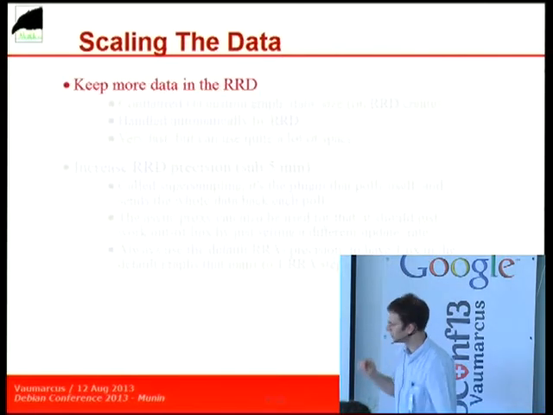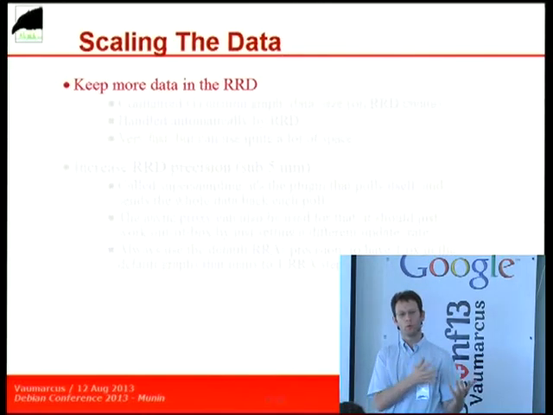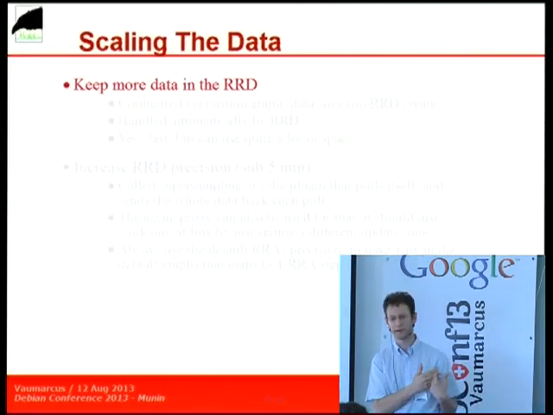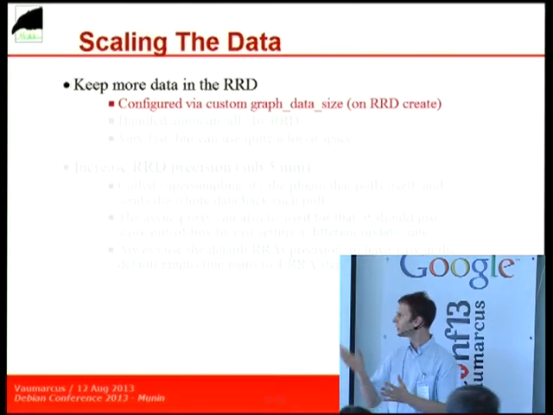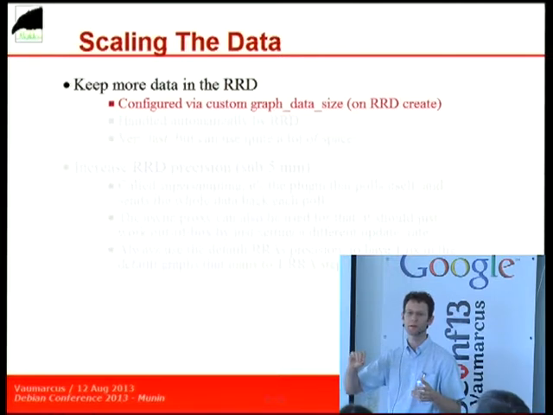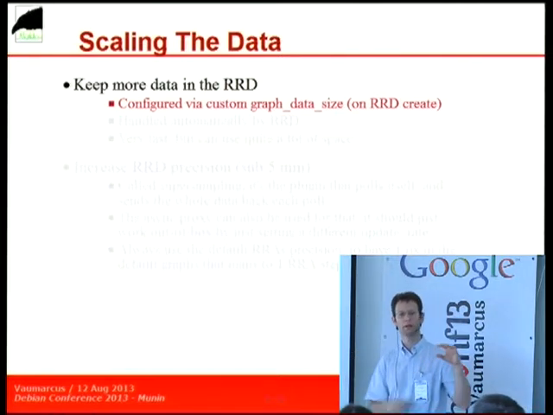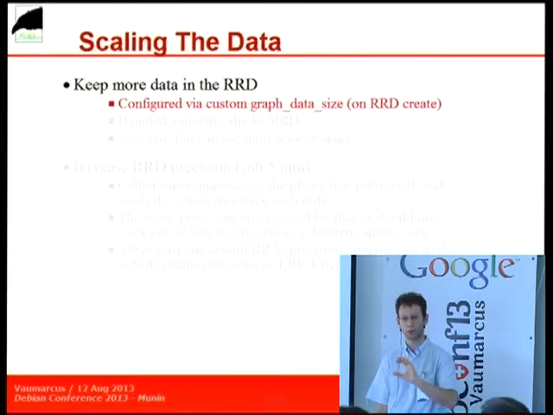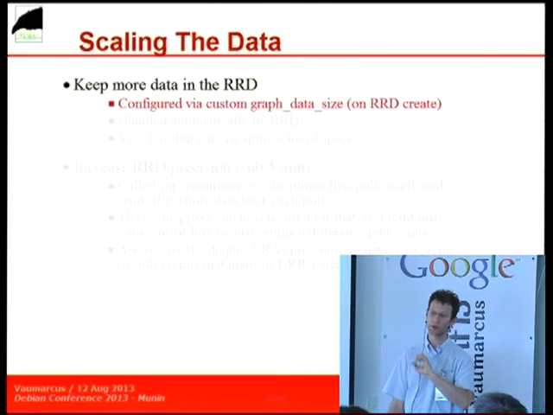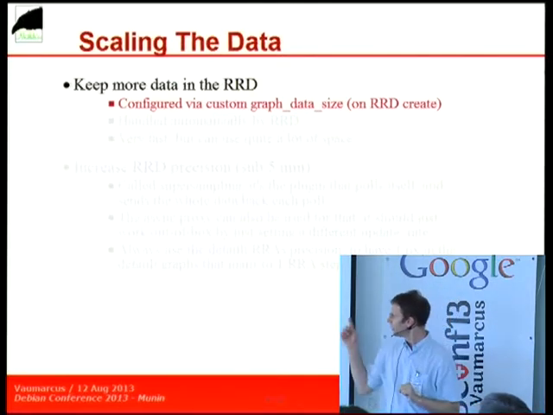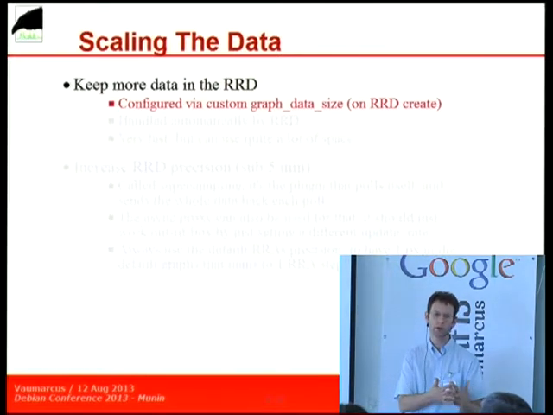Okay, so now we're scaling the data. As I said before, zooming brought the need of having precise data very far away in time. To keep more data in RRD is very, very easy. In 2.0, you have a new option, graph_data_size. You already had it in 1.4, but it was global. Now it's also global, but you can specify it per plugin. Actually, it's designed to be per field, but it doesn't work. It's bugged and it mostly works per plugin. That works well, but it only works on RRD create. So there is an external tool to move it.